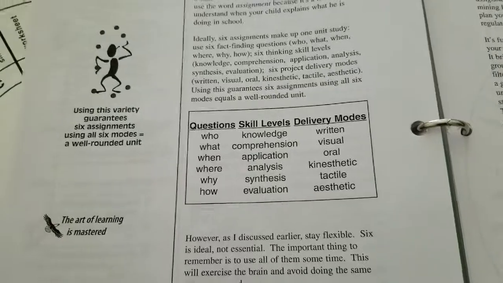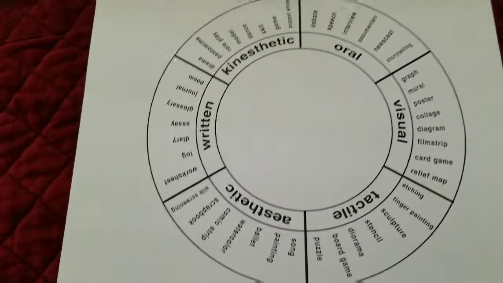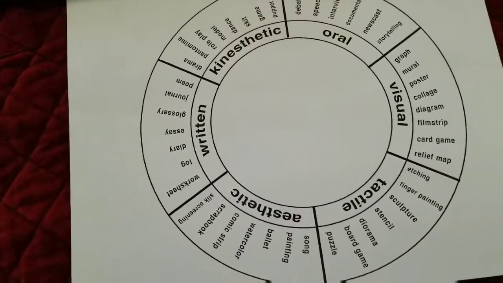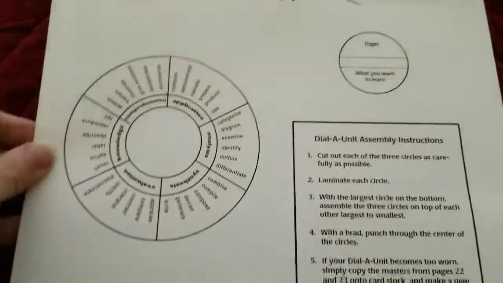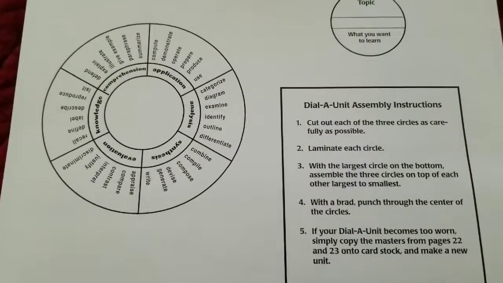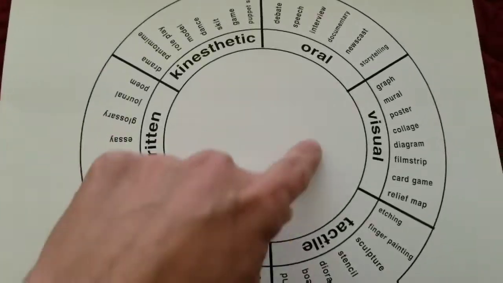And this is where she has the dial-a-unit. I haven't put mine together yet. We're expecting to move soon, so I'm just minimizing as much as I can. But this shows you the assembly instructions. You have this dial-a-unit. You have the little topic here that you put, and then you're going to basically spin.